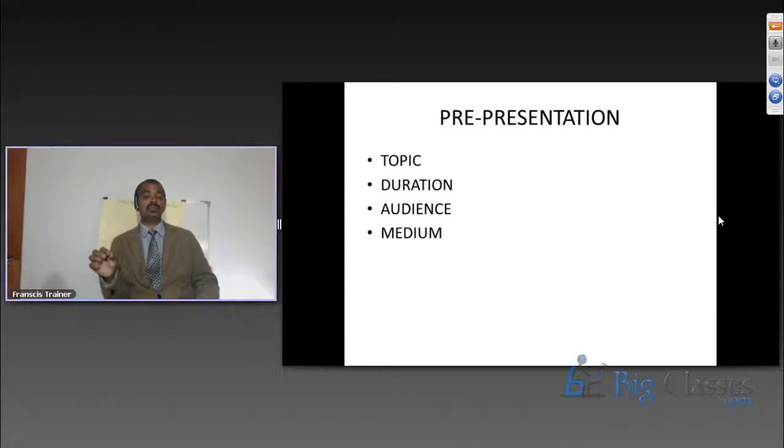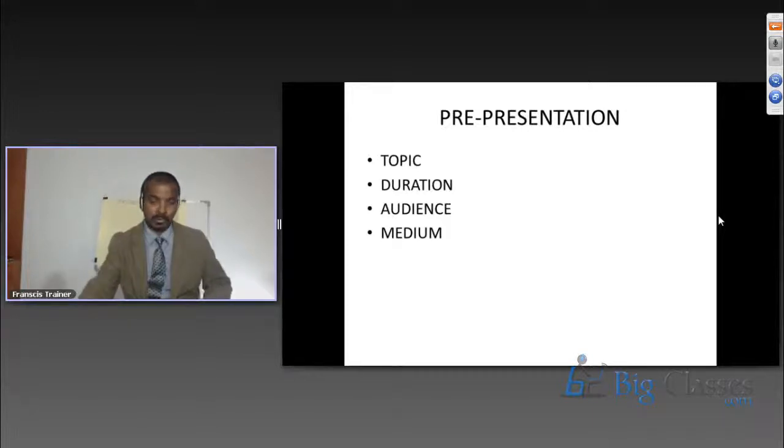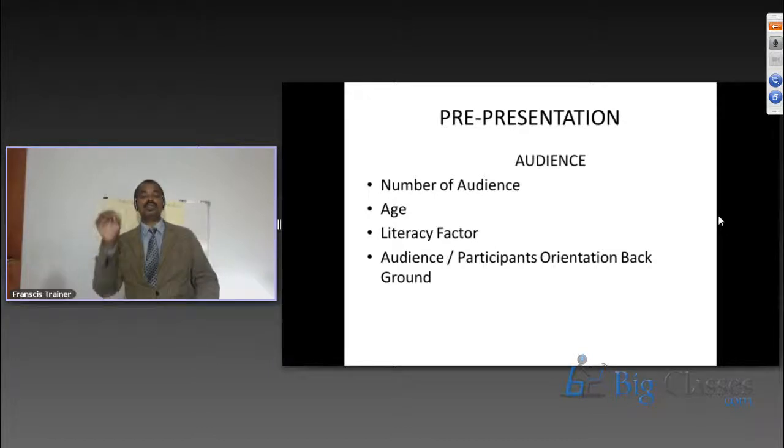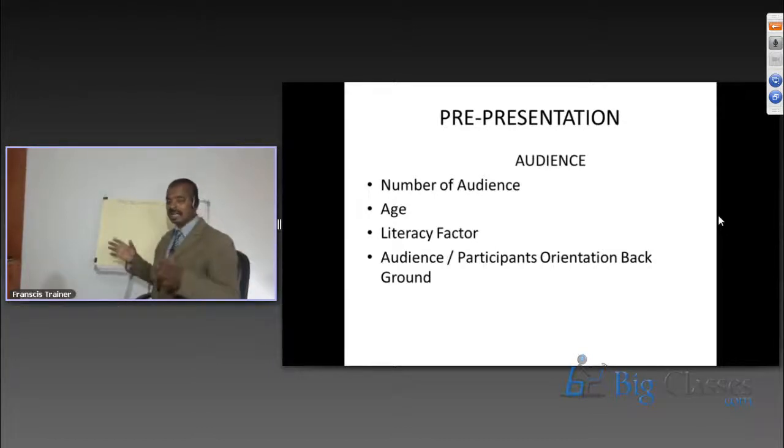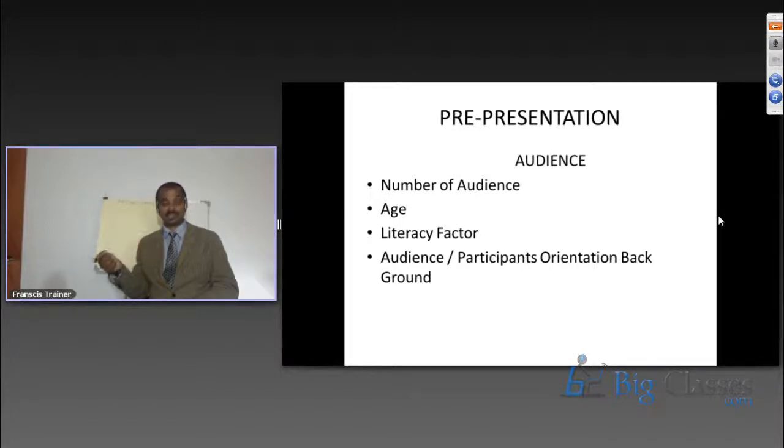Most important point over here is the audience, as I said. Now when I say audience, we have discussed certain things in the audience. I will quickly recap. We should try to get the information as close as possible as to how many participants are there in the workshop. What is the age limit? Then what is the literacy factor? And one of the most important points in the audience part, as I said, is the audience participation and the orientation background.